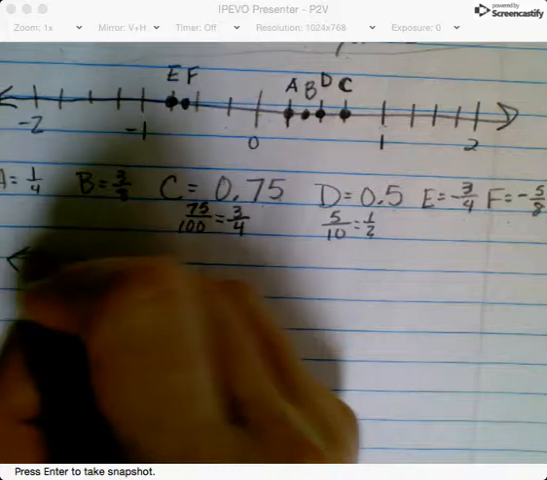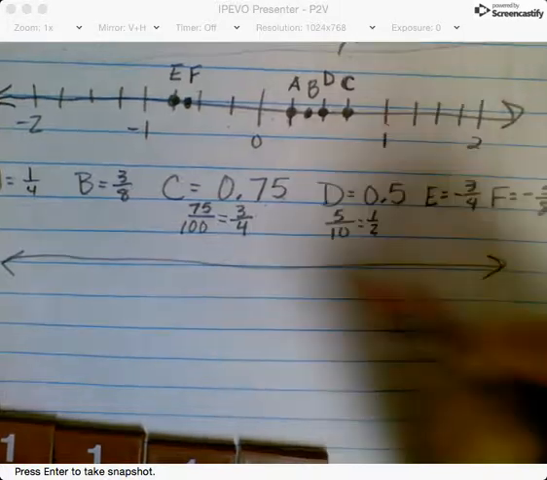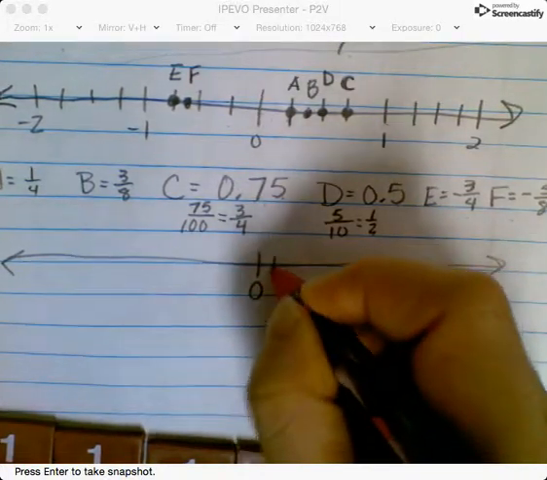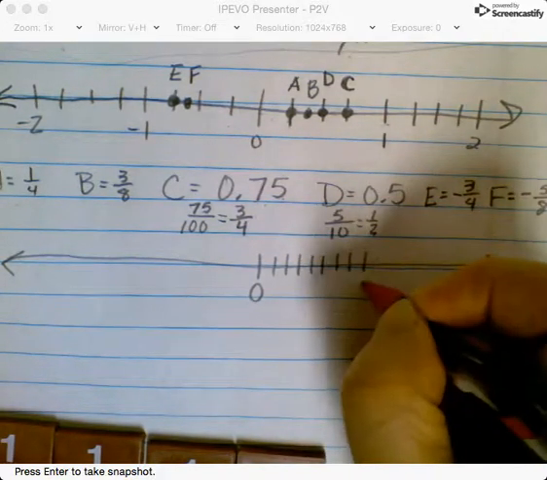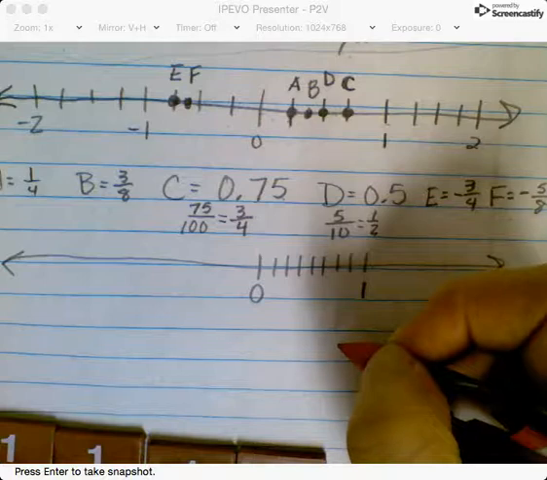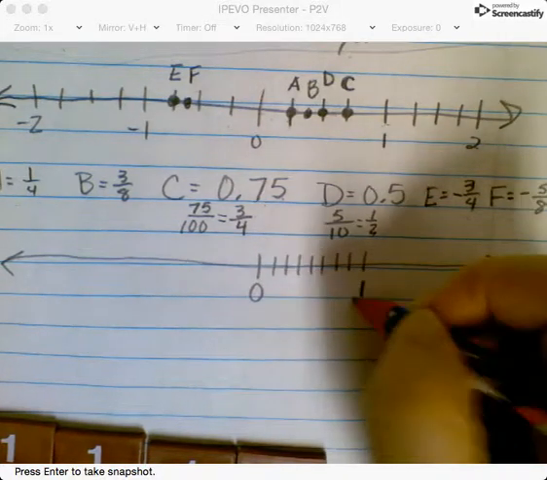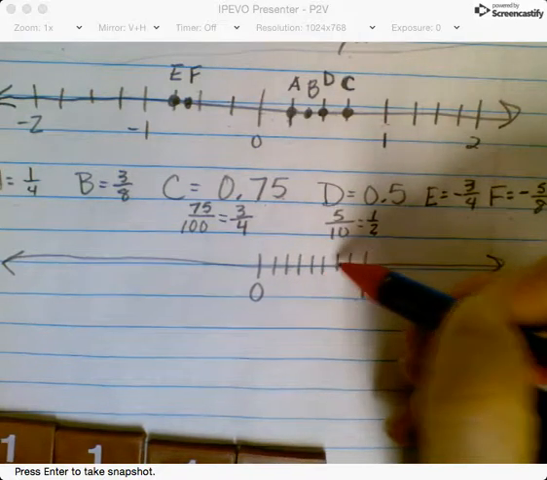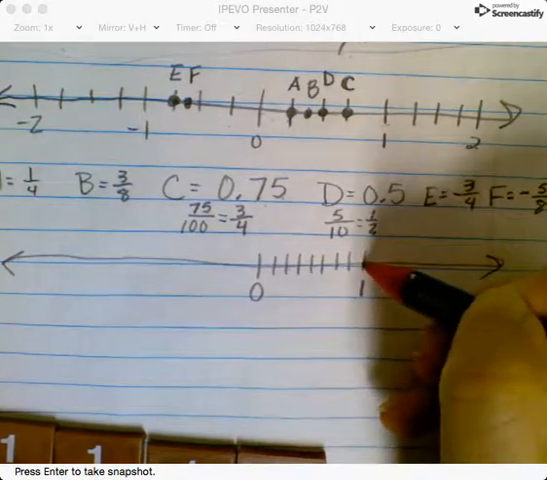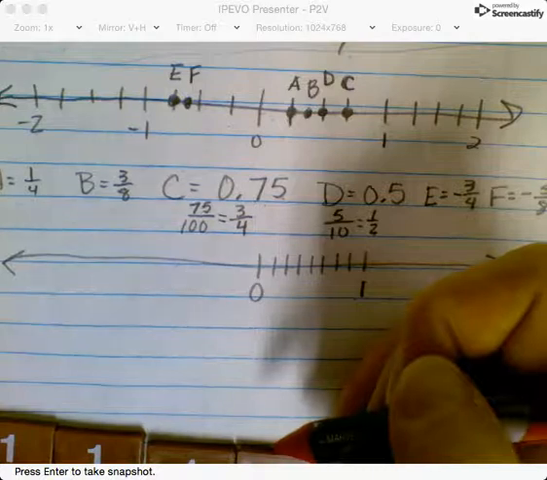Okay, if I wanted to divide it into eighths, 1, 2, 3, 4, 5, 6, 7, 8, then 1 would be at the 8th mark, because 8/8 would be 1 whole. So this would be 1/8, 2/8, 3/8, 4/8, 5/8, 6/8, 7/8, and then 8/8, and then I'd do the same thing in the other direction.